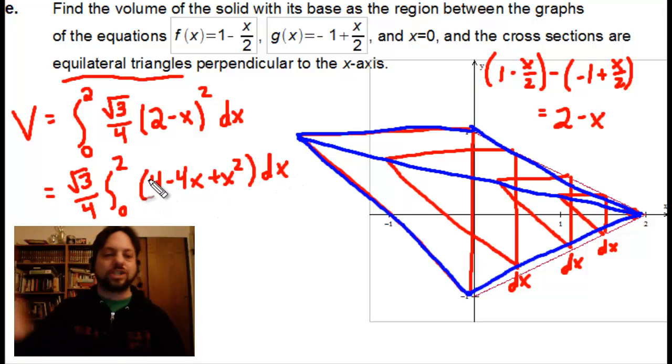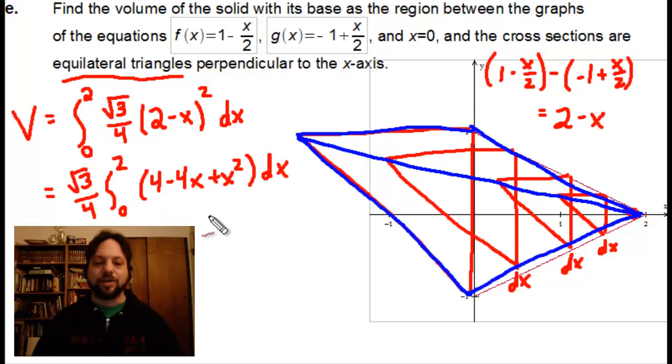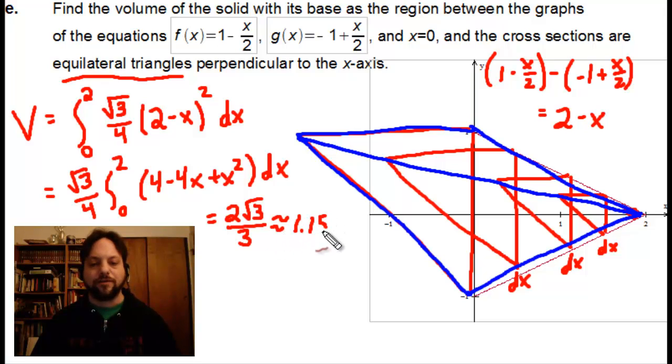And all I need to do is just integrate that. Now, that's not a very hard integral to do at all. In fact, if I do it correctly, I should get 2 square roots of 3 over 3, or approximately 1.154 cubic units. So that is going to be the volume of this cross-sectional solid.